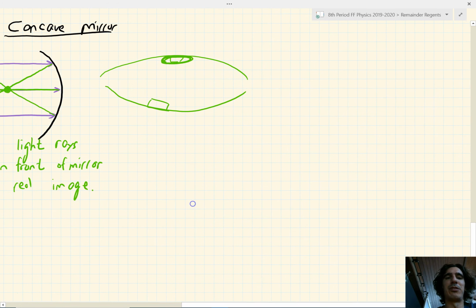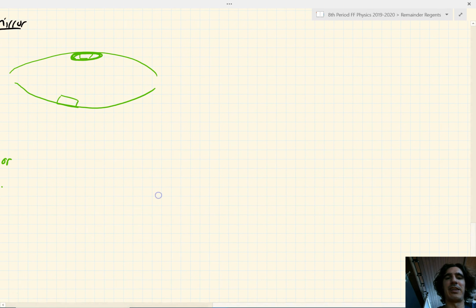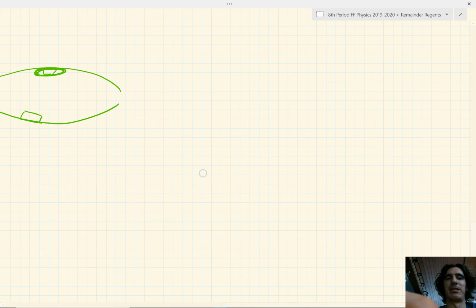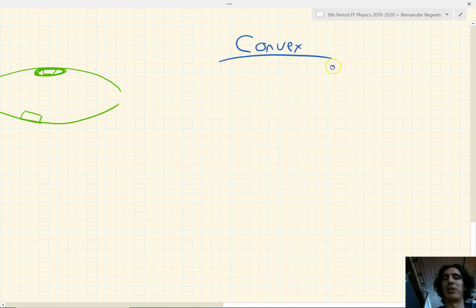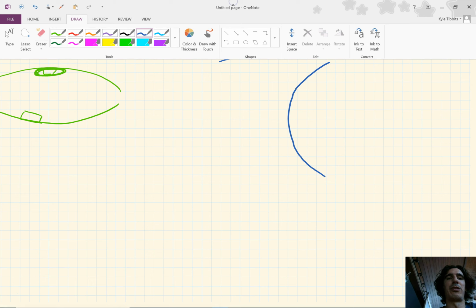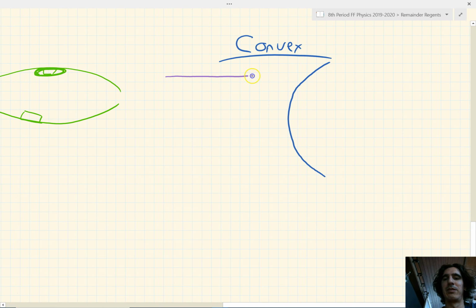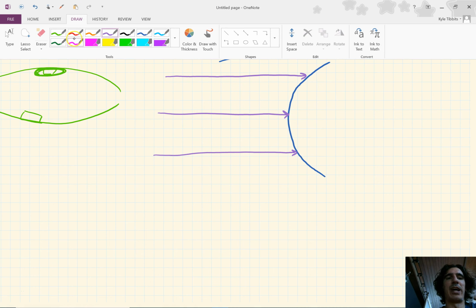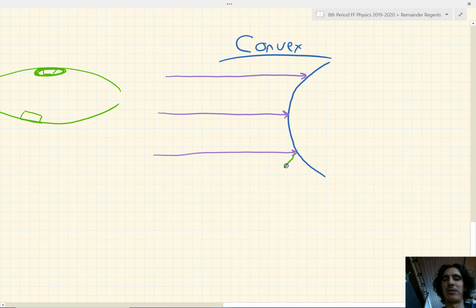Okay, the next mirror we'll draw is the opposite. That's a convex mirror. This mirror bows outwards. So we're going to draw 3 light rays hitting this mirror. And in this case, what happens when they reflect backwards is they diverge away from each other. So they're not going to converge in front of the mirror.